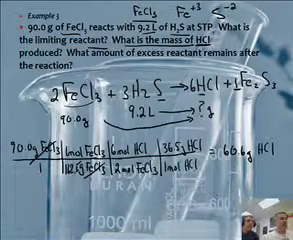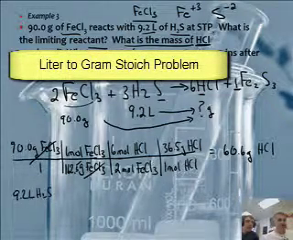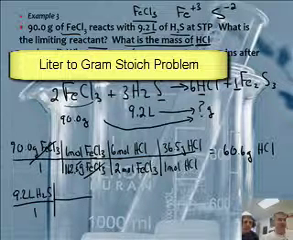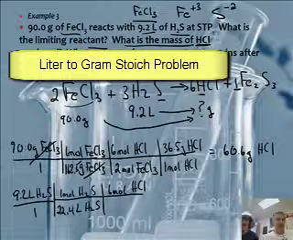Let's do the one with H2S, a little different because this is a liter to gram problem. So I've got 9.2 liters of H2S, and it's at STP, so that's convenient. We can use that 22.4 number. Later on, we'll learn how to deal with non-STP conditions. So we'll say 22.4 liters of H2S to 1 mole of H2S. And then 6 moles of HCl is equal to 3 moles of H2S.